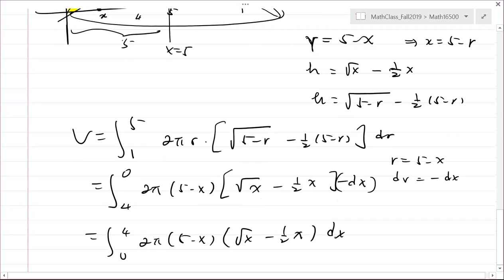You can evaluate this. So you can use the x variable, you can use r, to set up the integral. x is from 0 to 4.